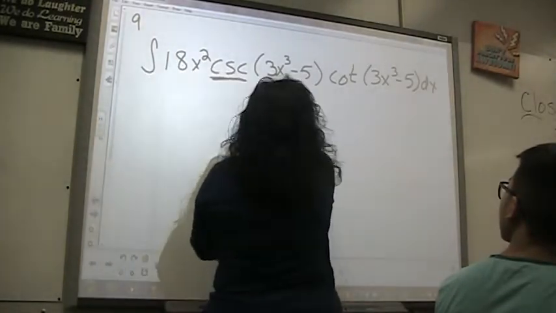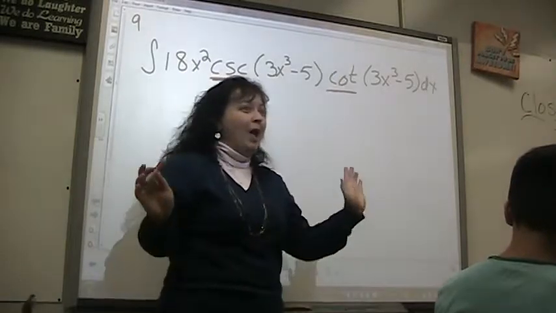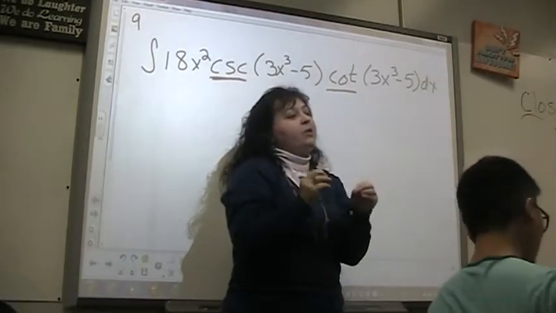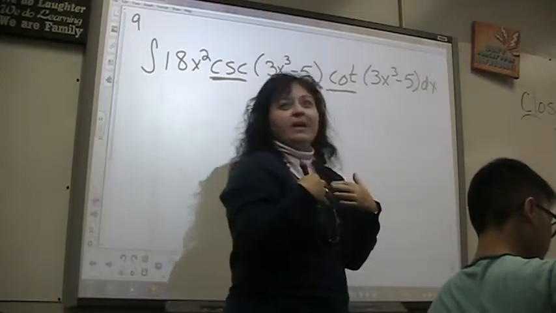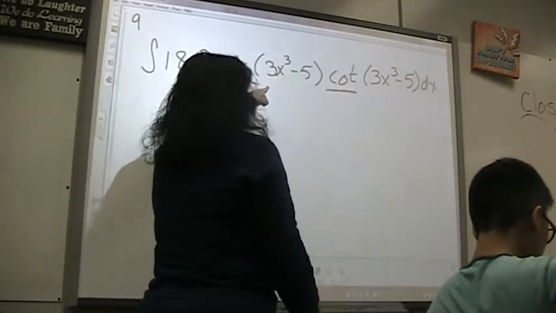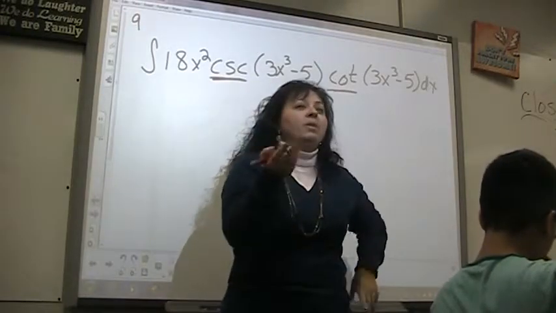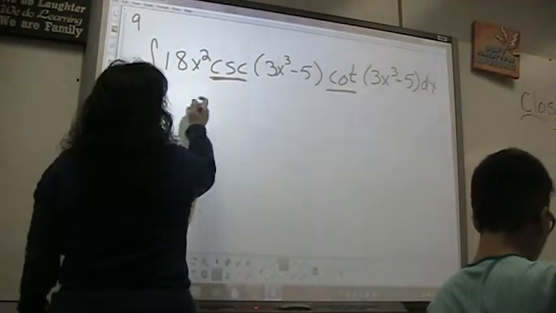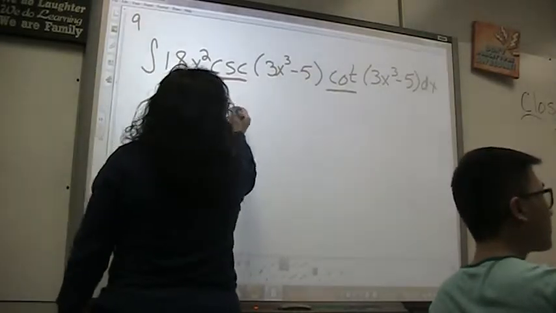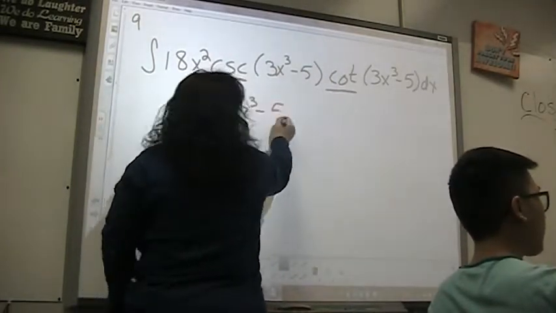I have this and I have this. I can deal with the cosecant cotangent, right? That's not making me sad. What's making me sad? That 3x cubed minus 5. So guess what? We're going to make that substitution. So we're going to let u equal 3x cubed minus 5.